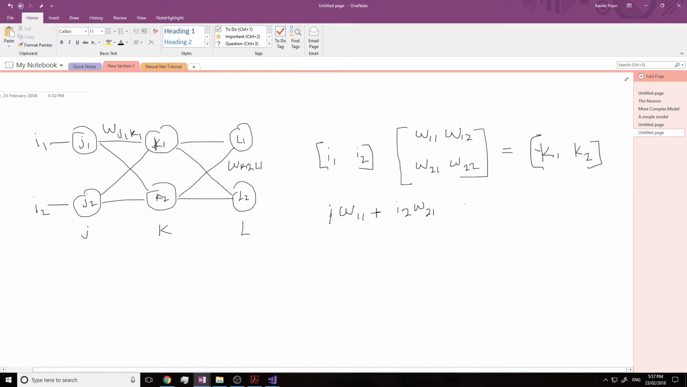And you do this again for the second column of the second matrix, and you get I1 times W12 plus I2 times W22. And this is your resulting matrix. And it turns out that this looks really similar to the feed-forward algorithm, and this becomes the input to neuron K1, and this becomes the input to neuron K2.